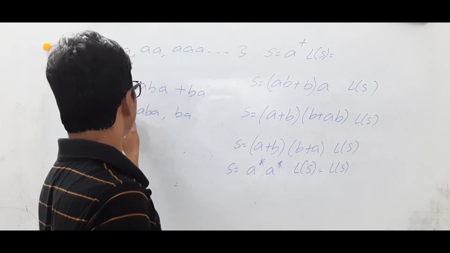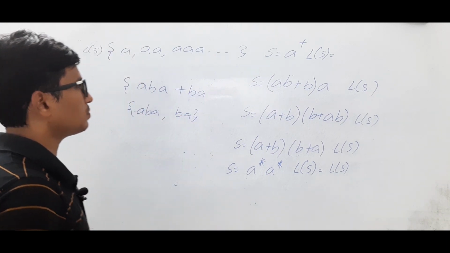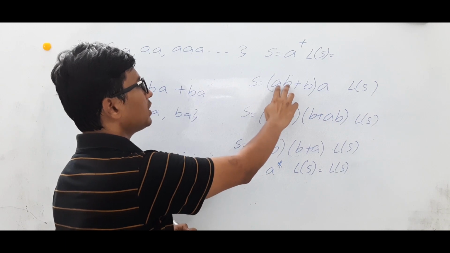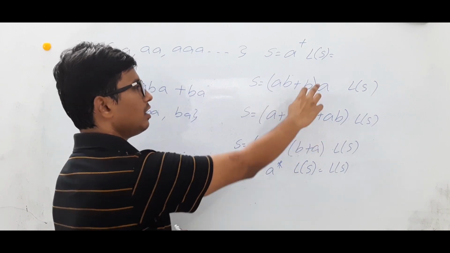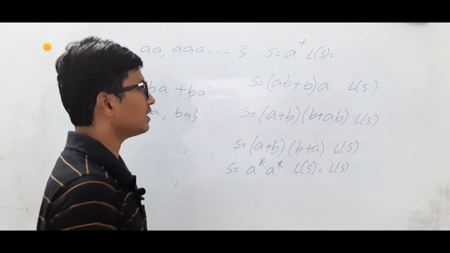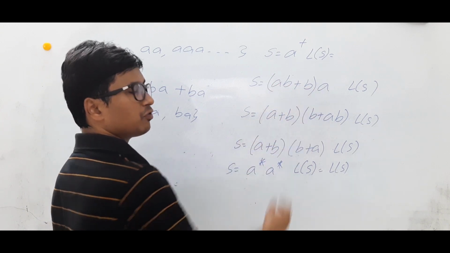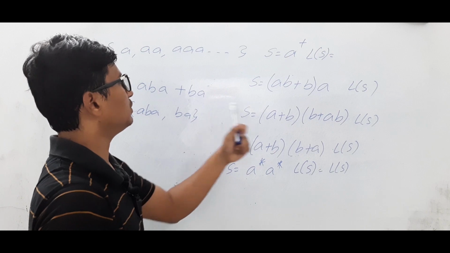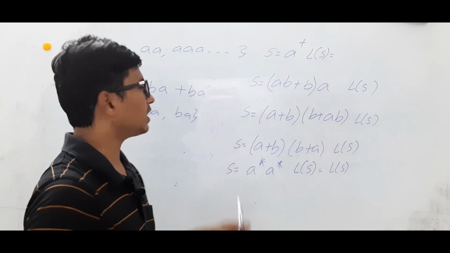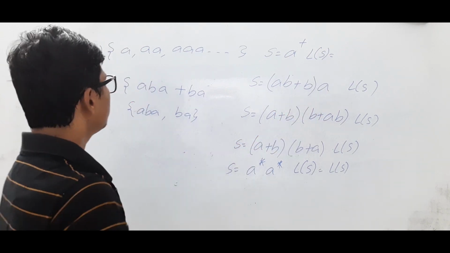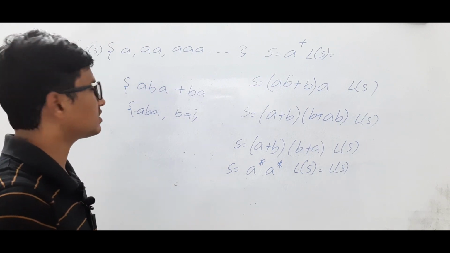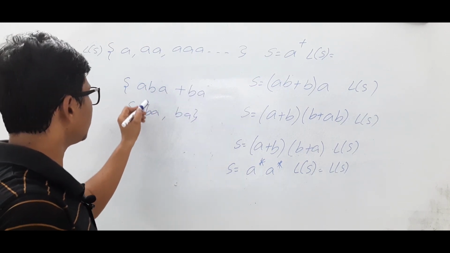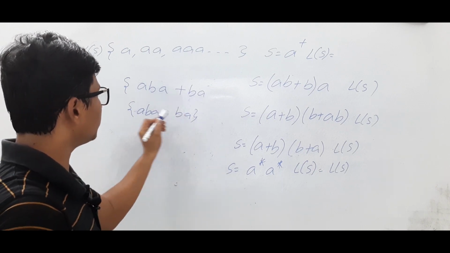So these are the two strings possible from the given expression. Let me discuss again. You have (AB union B) and the whole thing concatenated with an A. So for AB, first you need to perform concatenation with A, so we'll get ABA. Then B and A concatenated, you will get the string BA. Then what are the strings possible? ABA union BA means I can take ABA or I can take BA.